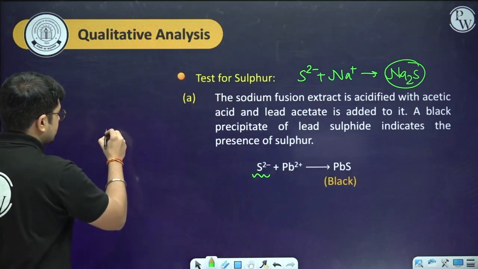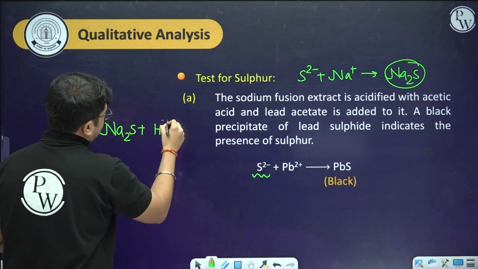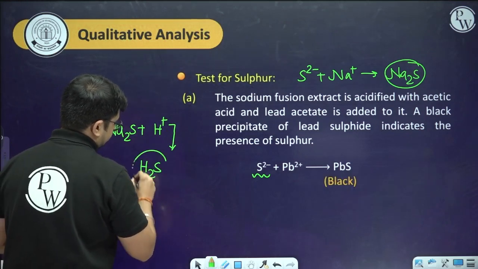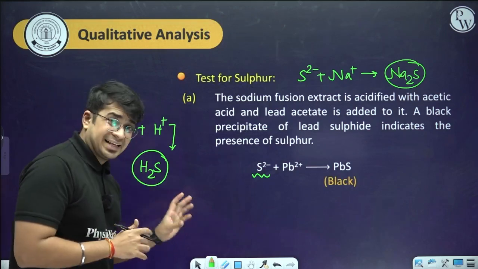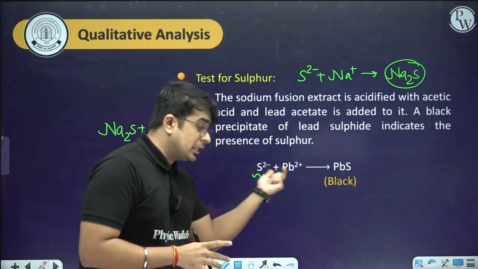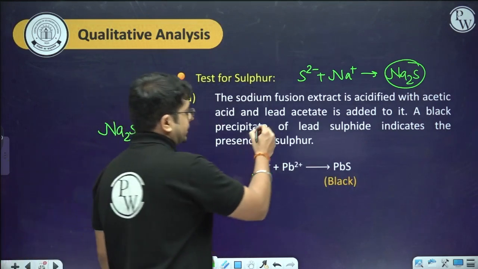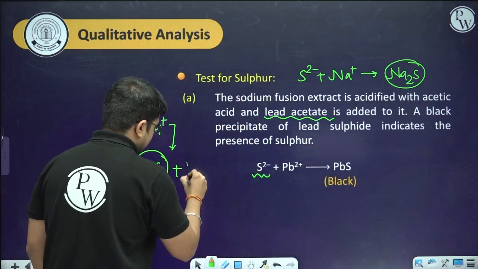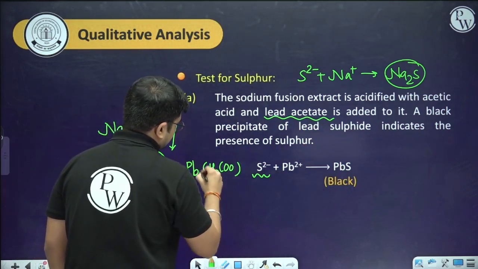If you are using Na2S with acidic solution, eventually you can form H2S. Now this H2S has a specific tendency to react with Pb2+. So in a solution, if I'm adding lead acetate, which is nothing but Pb(CH3COO)2.